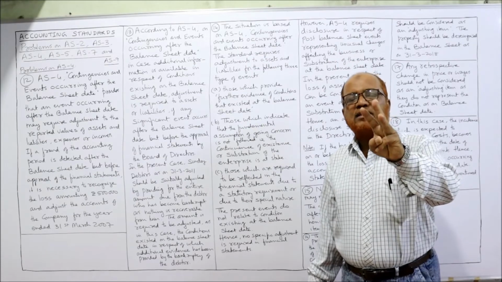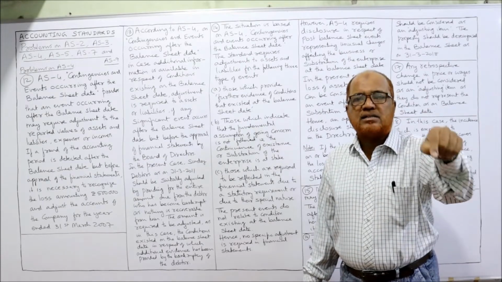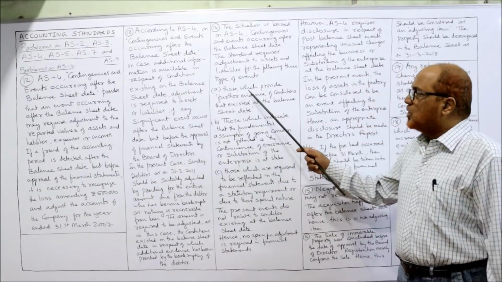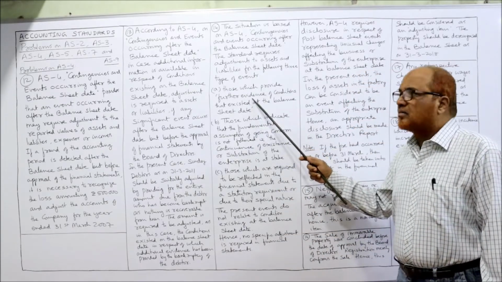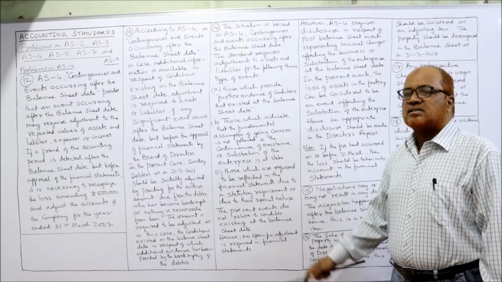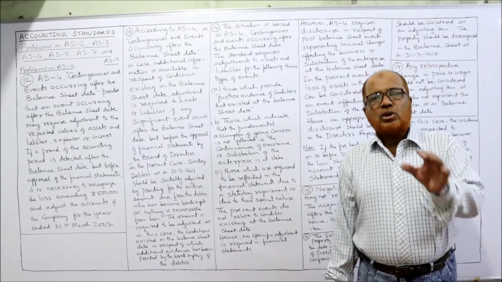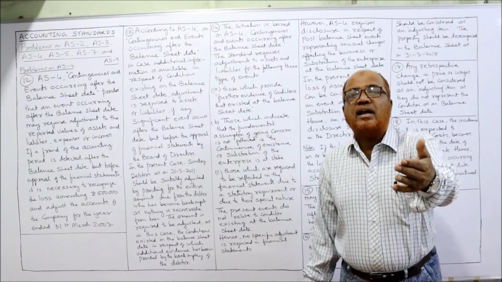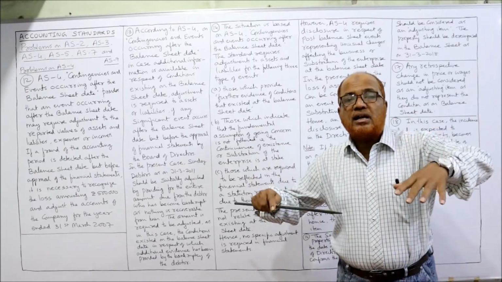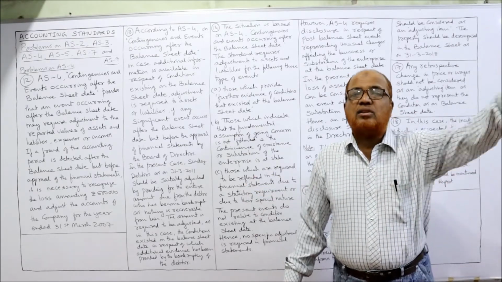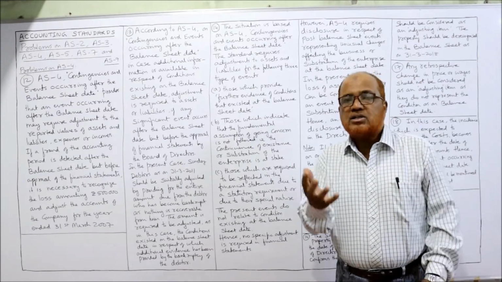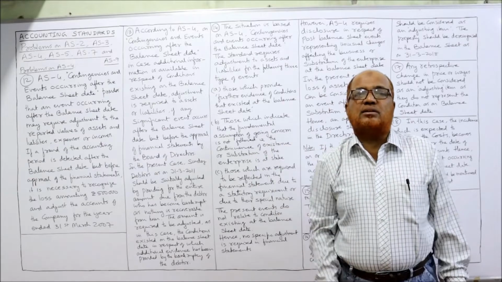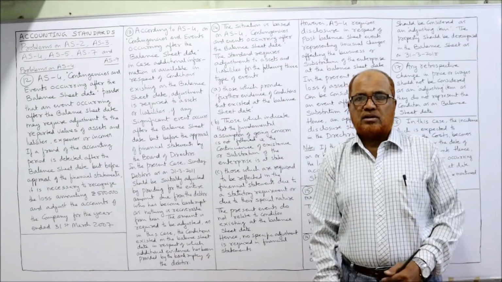If any one of the 3 events happens, then only adjustment is required, otherwise not. What are the 3 events? First, those which provide further evidence of the conditions that existed at the balance sheet date. So those events which provide additional evidence of those conditions which are existing on the balance sheet date. Conditions were existing, but additional information we got after the balance sheet date, that requires adjustment.